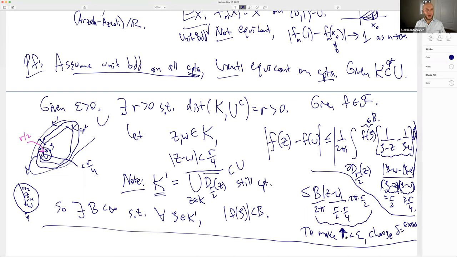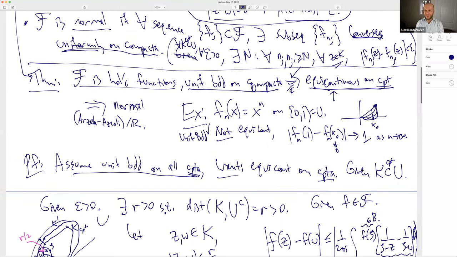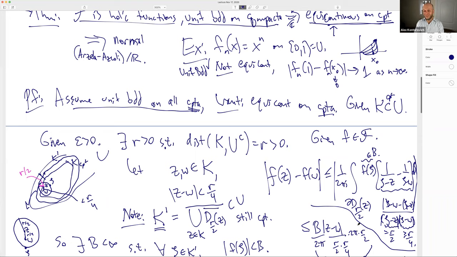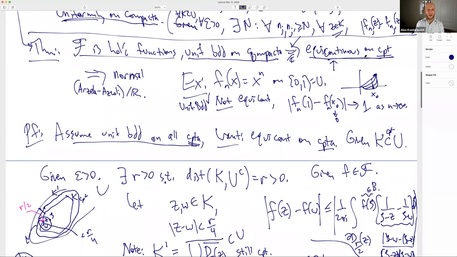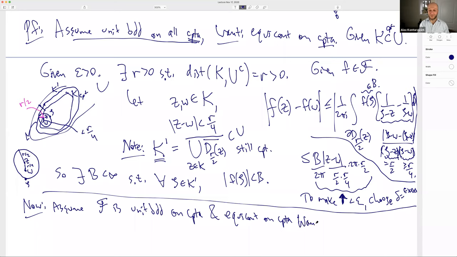Okay. So that showed this implication. Uniformly bounded on compacta, we just use the Cauchy integral formula. We use the boundedness of F, and then it just falls out. It's very easy to get this equicontinuity on compacta. Now we have to do our Arzela-Ascoli normality. So assume our family F is uniformly bounded on compacta and equicontinuous on compacta, since we can assume that from part one. We want to show that it's normal. We want subsequences that have uniform convergence on compacta.